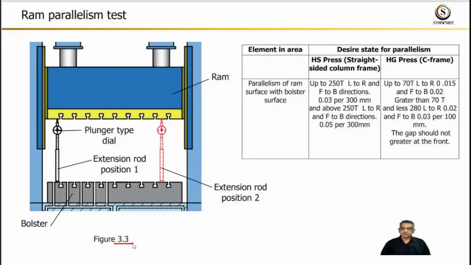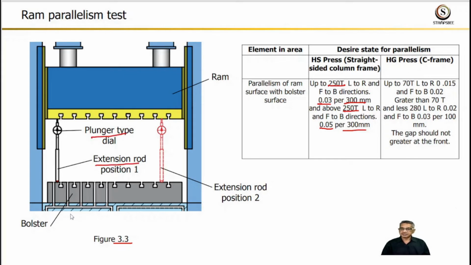Figure 3.3 shows the setup for the ram parallelism test. The standard value for straight-sided press up to 250 ton is 0.03 mm per 300 mm and above 250 ton is 0.05 mm per 300 mm. Now we will understand the test. The instruments required are a plunger type dial and an extension rod.